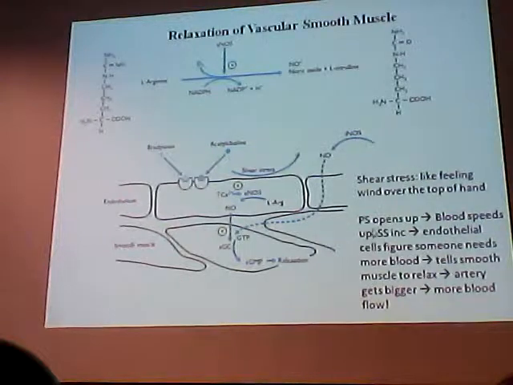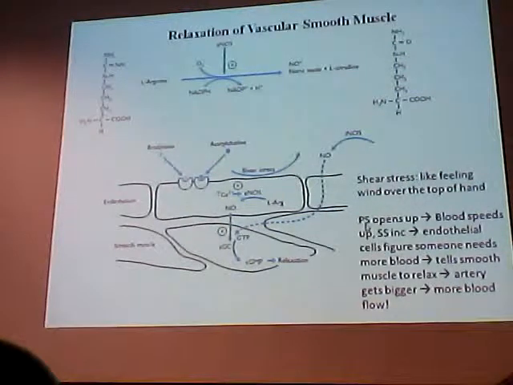First, I think it's the precapillary sphincter that's going to open up, and blood is going to start spreading in. From there, shear stress increases, which causes the endothelial cells to figure out that someone needs more blood. If someone needs more blood, the smooth muscles have to relax, and these arteries have to get bigger. They get bigger by dilating. If they dilate, more blood flows, and then you can kind of please everyone in the end.